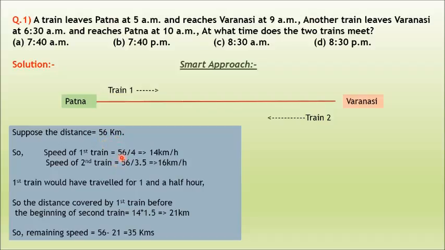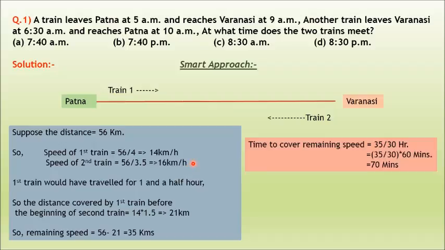So to obtain the speeds of both trains, we will divide the distance by the time taken by both the trains. So look, the first train is taking 4 hours and the second train is taking 3.5 hours to cover the distance. So if we divide 56 by 4, we will get 14, and if we divide 56 by 3.5, we will get 16. So the speeds are 14 km per hour and 16 km per hour. So the relative speed will be 14 plus 16 equals 30 km per hour.